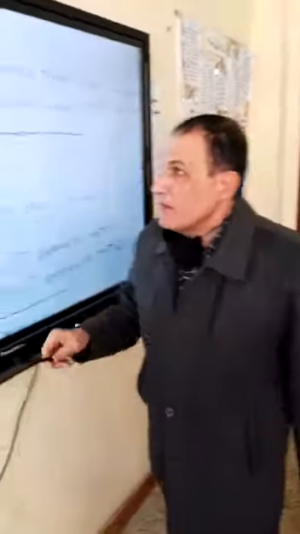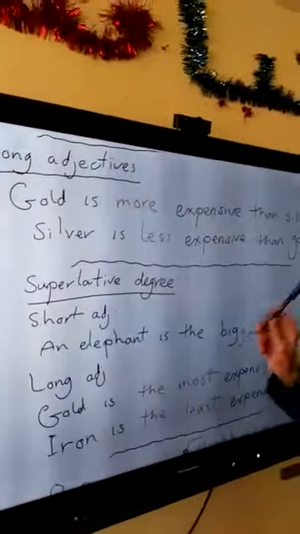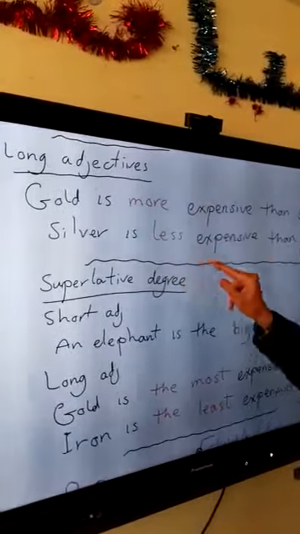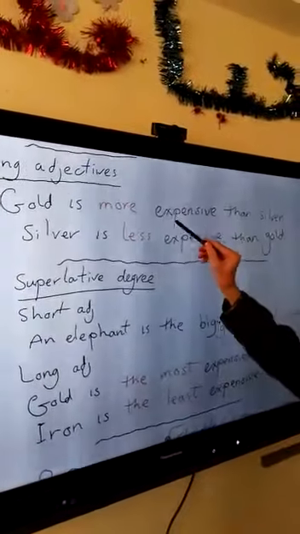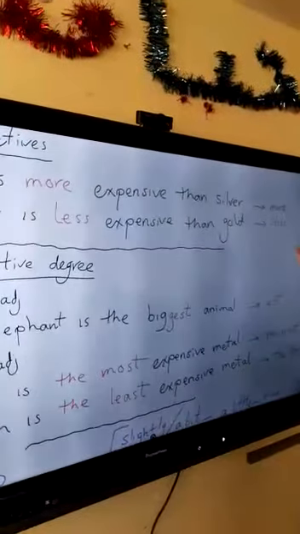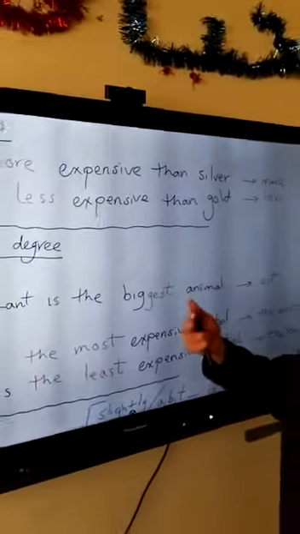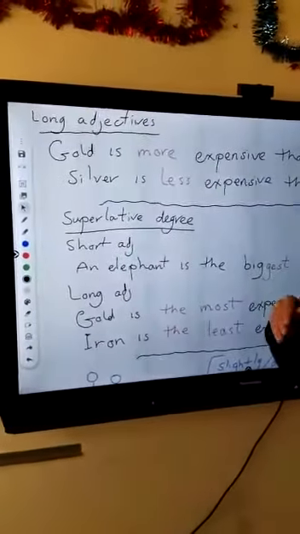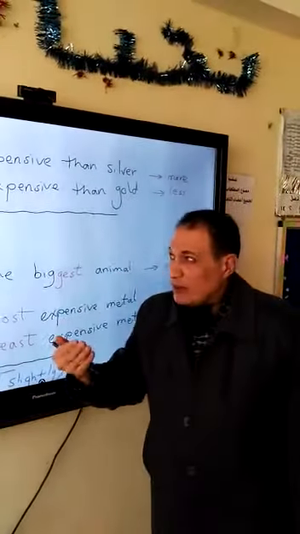Look here. Gold is more expensive than silver. As we know, there are two metals, gold and silver. Which is more expensive? Gold. Gold is more expensive than silver. So we have added more before the adjective. More expensive. If we say more dangerous, more crowded, more modern, more beautiful. Okay?